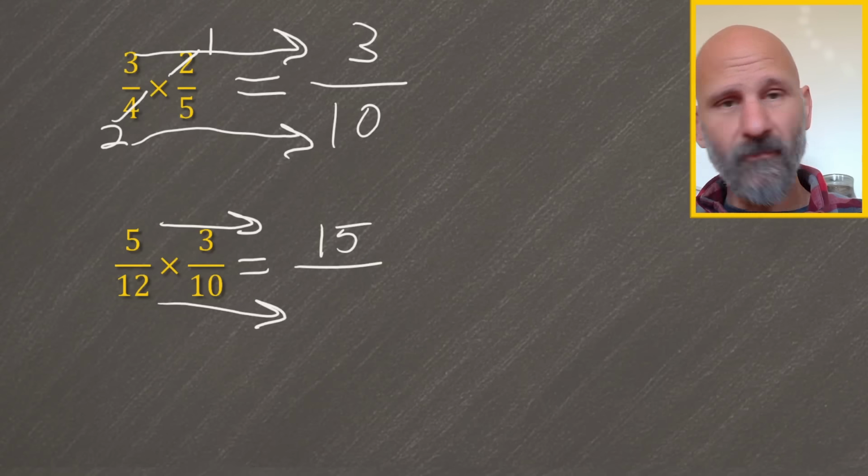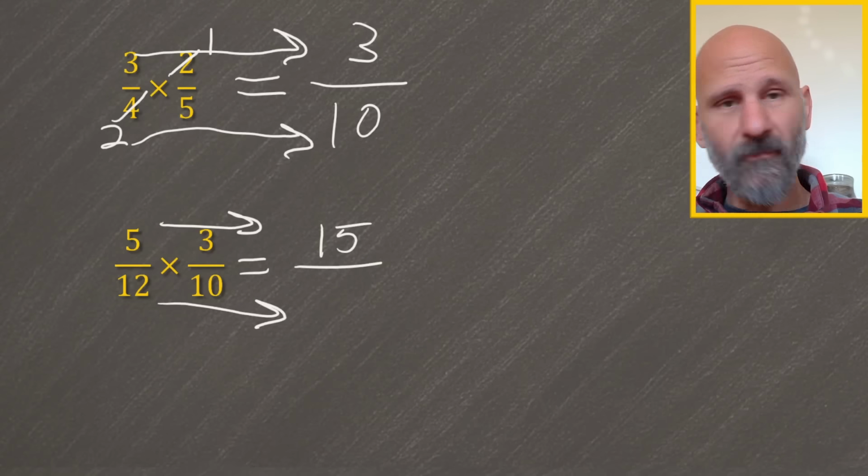So here we go. I already know the 5 and the 12, nothing divides those. That's reduced. Same thing with the 3 and the 10. So now let's look at the diagonals. I got 5 and 10 there. Well, those are both divisible by 5. So do that. Divide by 5 leaves us with a 1. Divide by 10, that leaves us with a 2.